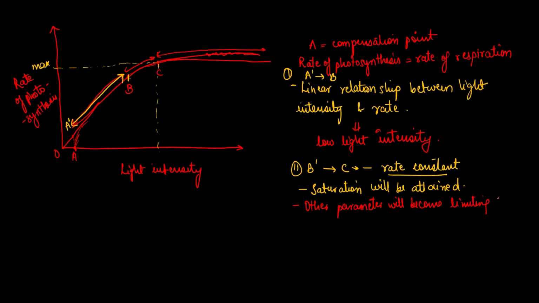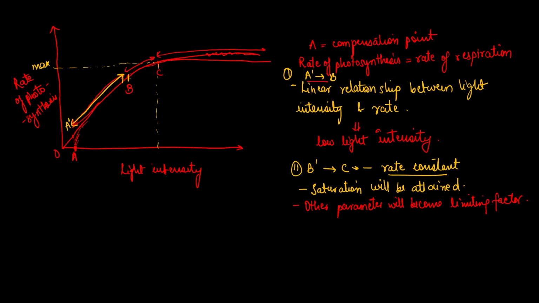Okay. So what I'm trying to say is, if you plot light intensity versus rate of photosynthesis, you will observe a plot like this, in which this point A is the compensation point, where the rate of photosynthesis is equal to the rate of respiration. After that, as we increase the light intensity, the rate of photosynthesis will increase, showing a linear relationship between light intensity and rate.